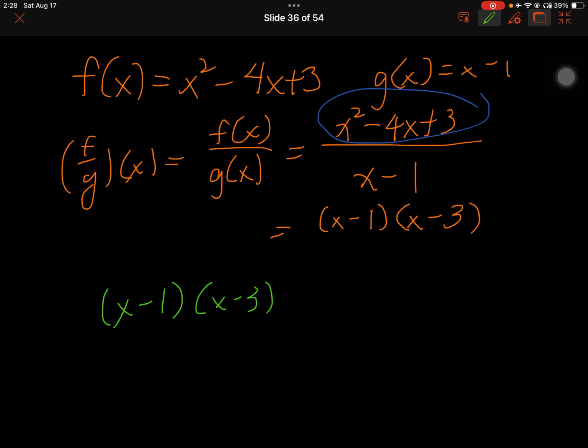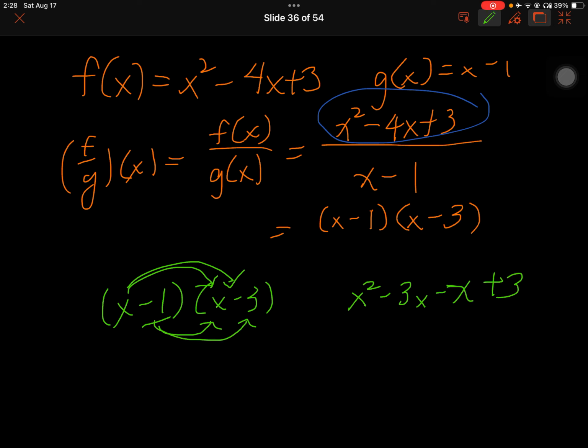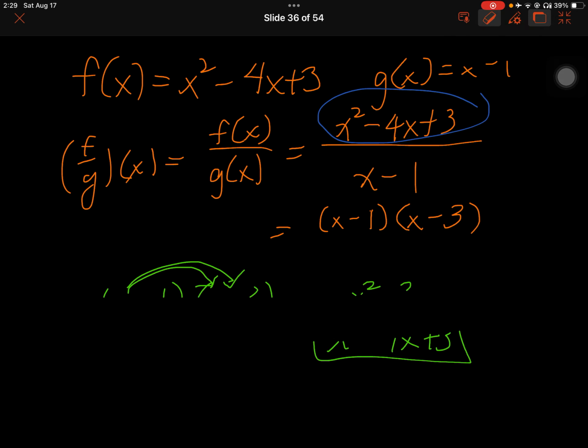We use the FOIL method. So x times x is x squared. X times negative 3 is negative 3x. Negative 1 times x is negative x. Negative 1 times negative 3 is positive 3. So we have here x squared minus 4x plus 3. So this is the same as the one above. Okay, let's just erase this.